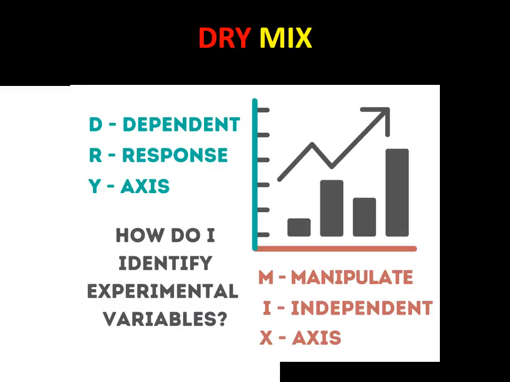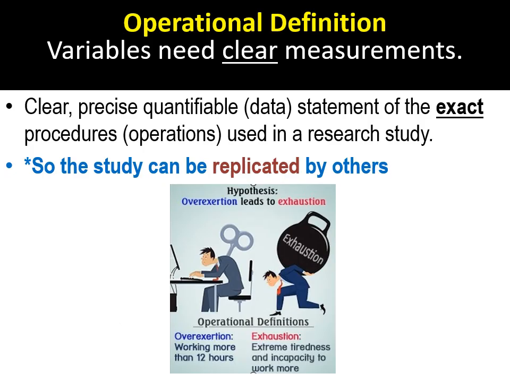So we remember this on the axis chart as DRY MIX. Let's go through, what does DRY MIX stand for? So D, dependent, R, response, Y, axis. So the dependent or the response goes on the y-axis when we chart this. MIX: M is manipulate, I is independent, and X is the x-axis. So the part that we manipulate is the independent variable, and it goes on the x-axis. That's how we remember this as DRY MIX.